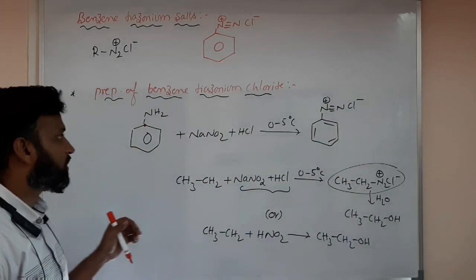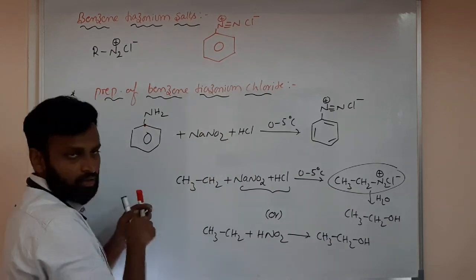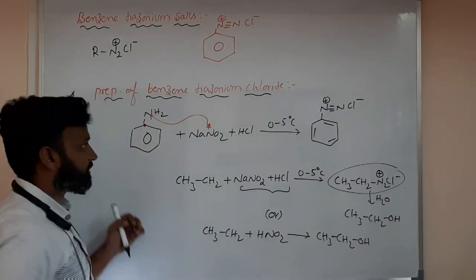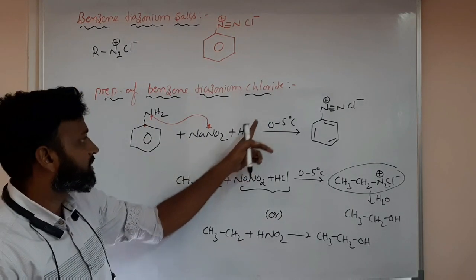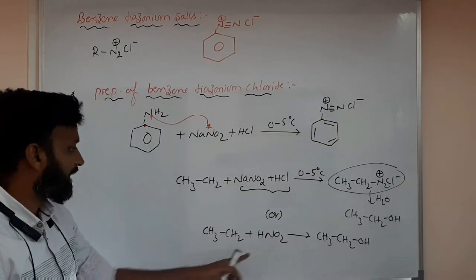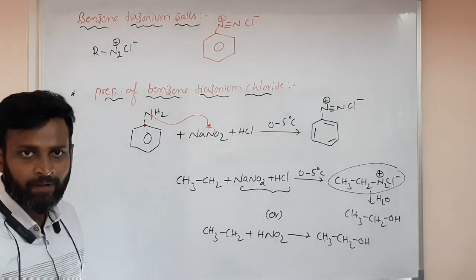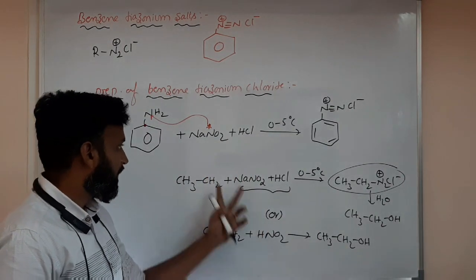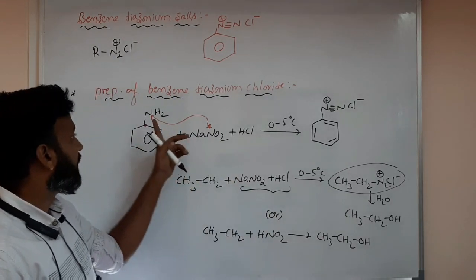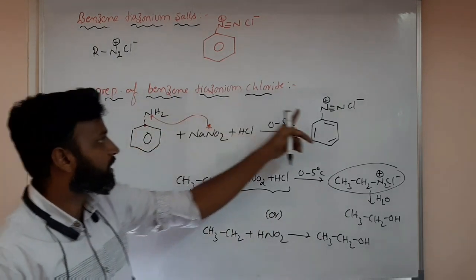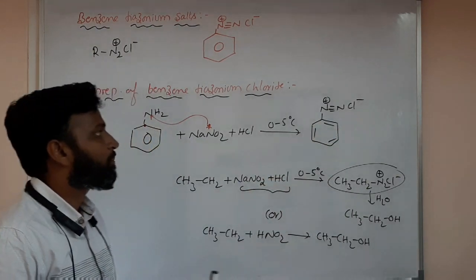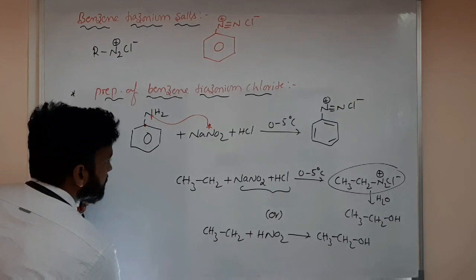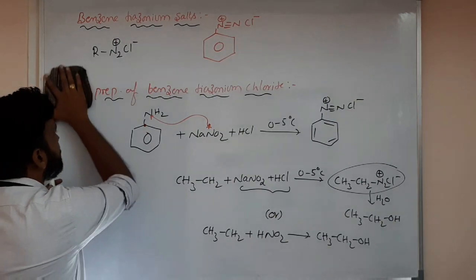So this we discussed already. This nitrogen will form a bond with this nitrogen, so N triple bond N and Cl minus. Or else HNO2 will react. Understood? These two combine and form HNO2, and HNO2 with NH2 gives this N triple bond N plus and Cl minus. This is the preparation of benzene diazonium chloride.